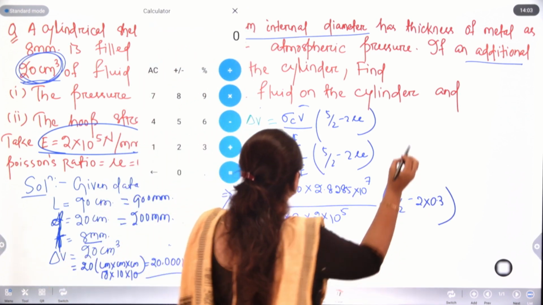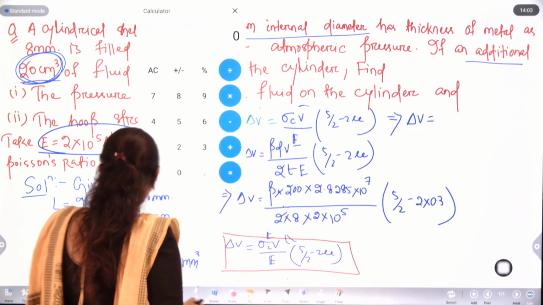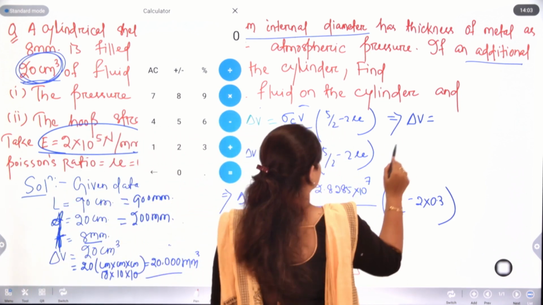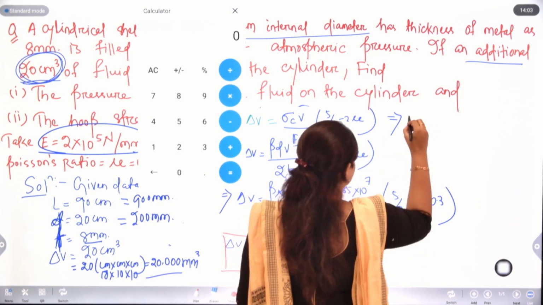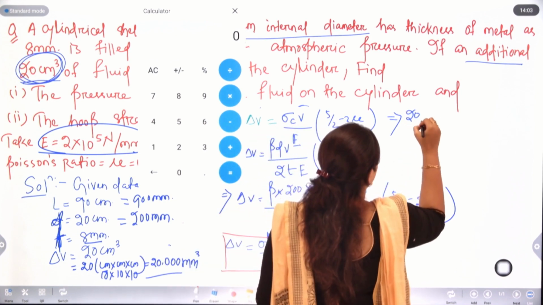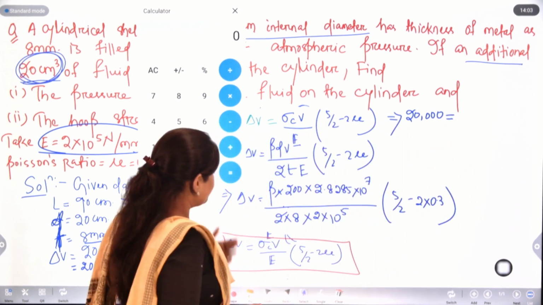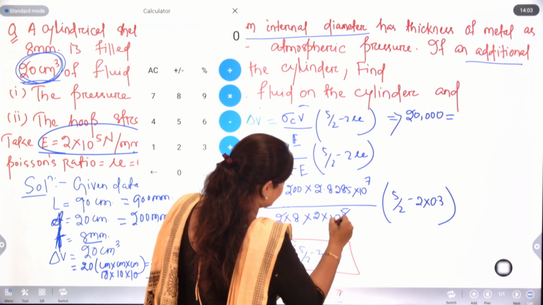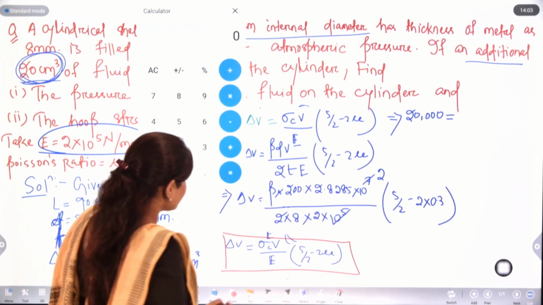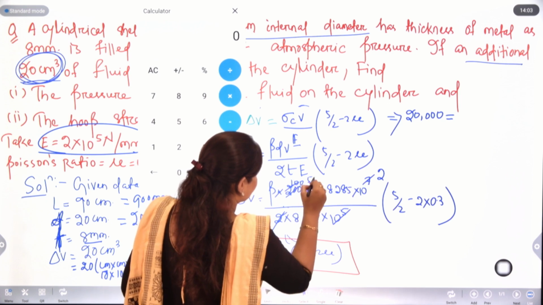So del V will be, del V is given here 20,000. Right. So 1000 equals to, we can cancel this term, 10 to the power 5 with 10 to the power 7. So we will have 10 square. Next, these two with here 150.